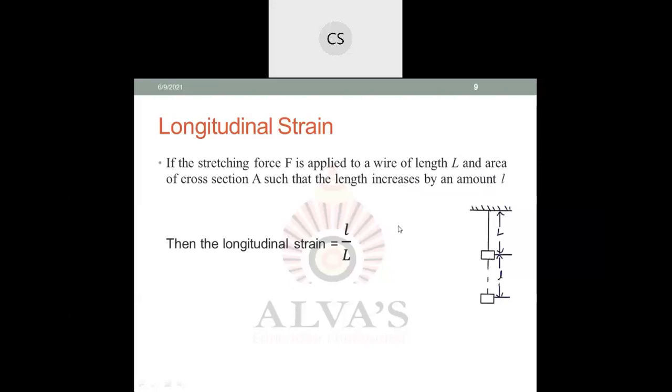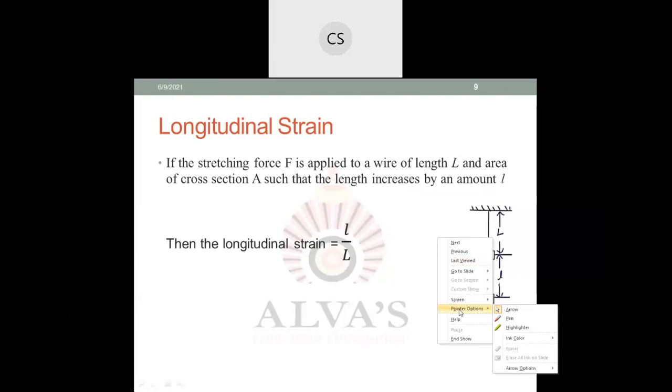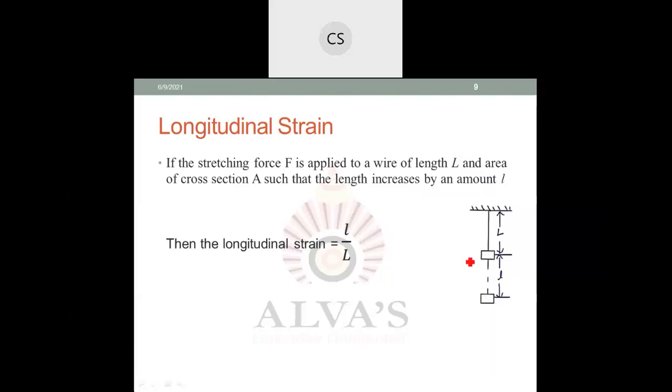You apply the force. How exactly do you do that? It's longitudinal, so you pull the body like this with the force F, then the body extends like this, right? Up to this extent you are going to pull. So the length changes by an amount small l.